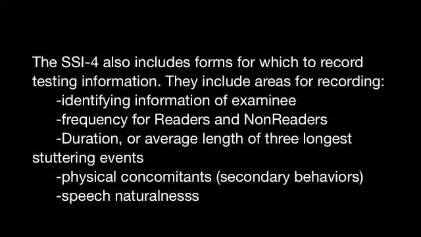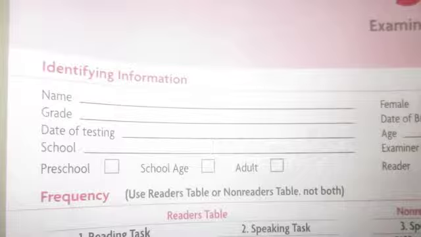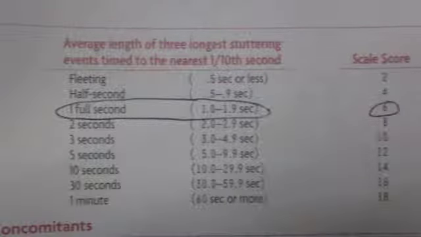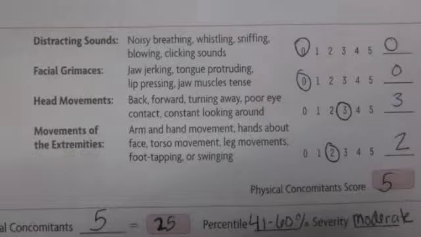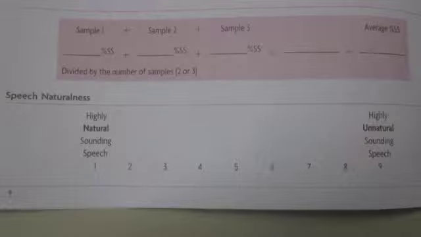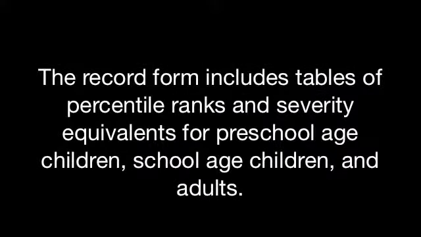The SSI-4 also includes forms for which to record testing information. They include areas for recording identifying information of the examinee, frequency for readers and non-readers, duration or average length of 3 longest stuttering events, physical concomitants or secondary behaviors, and speech naturalness. The record form includes tables of percentile ranks and severity equivalents for preschool-age children, school-age children, and adults.